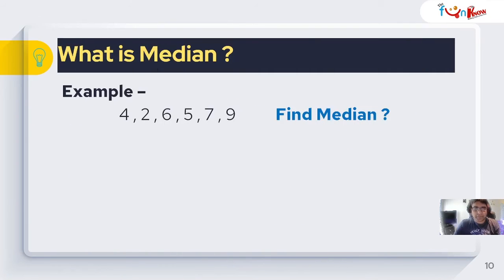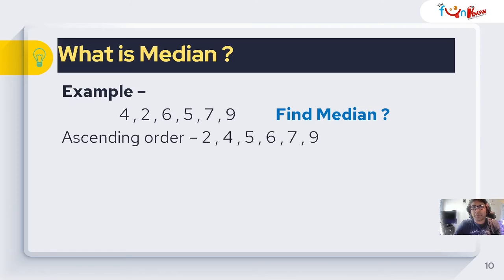Let's take a look. For example, we have 4, 2, 6, 5, 7, 9, which is 6 numbers, and somebody says, can you find the median? Now the first thing we have to do is put them into ascending order. Now if you try to find the middle number, you won't find one. So what do we do in this case? We find the two middle numbers.